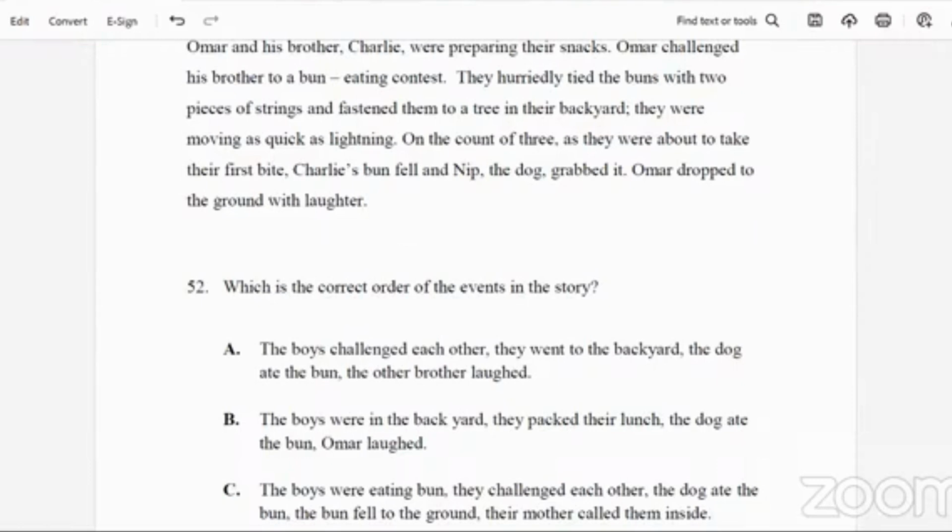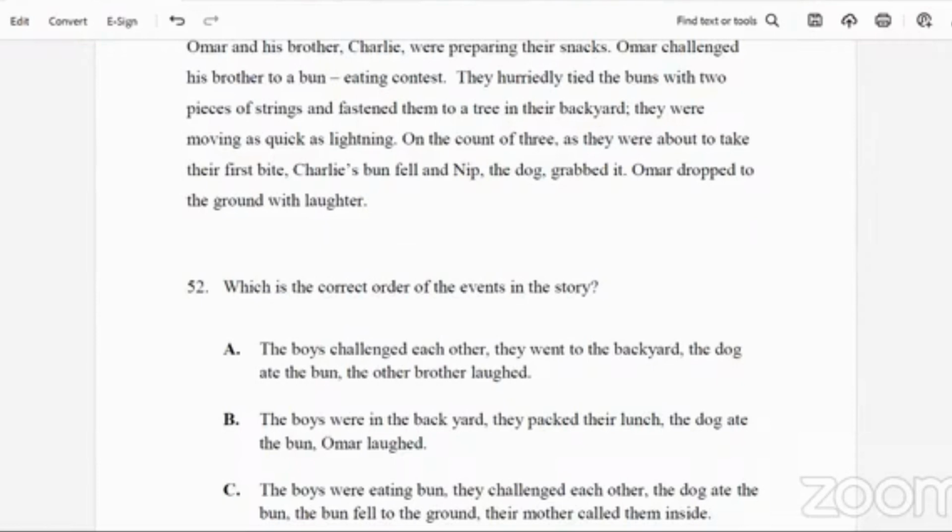A: The boys challenged each other. They went to the backyard. The dog ate the bun. The other brother laughed. B: The boys were in the backyard. They packed their lunch. The dog ate the bun. Omar laughed. C: The boys were eating bun. They challenged each other. The dog ate the bun. D: The bun fell to the ground. Their mother called them inside.